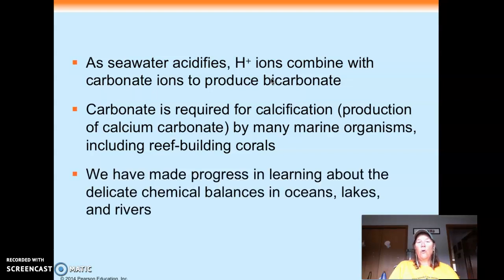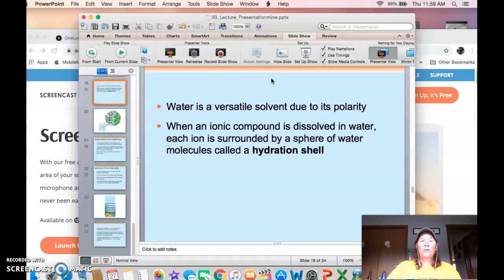So they learn about this chemical balance between ocean, lakes, and rivers. And again, the extra CO2, and I'm sure you've heard of that, global warming, greenhouse gases, all that stuff is interfering with that. So with our lakes and our oceans, we're really messing with the pH of them. Okay, so that's my rant about the environment.